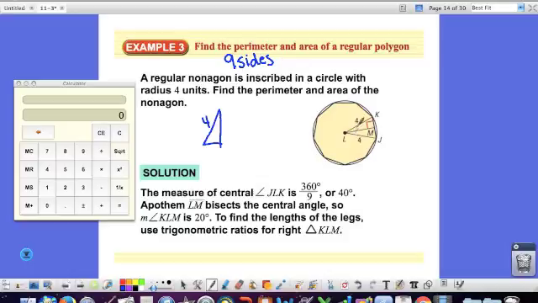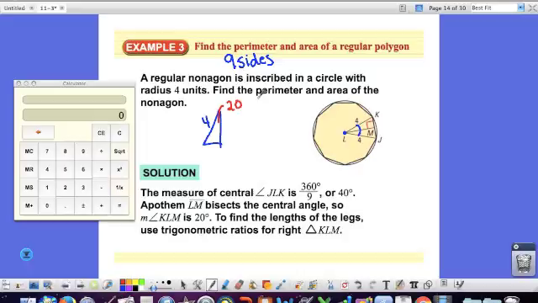Since it's 9 sides, it's 9 congruent triangles that all have a vertex angle formed by the center of the circle. And the circle is 360 degrees. So 360 divided by 9 is 40. This whole angle here is 40. When we divide that in half, we get 20 degrees. So now we're going to need to use some trigonometry, and since I do not have trigonometry on the calculator that I use on my presentations, I'm going to use a calculator off screen.